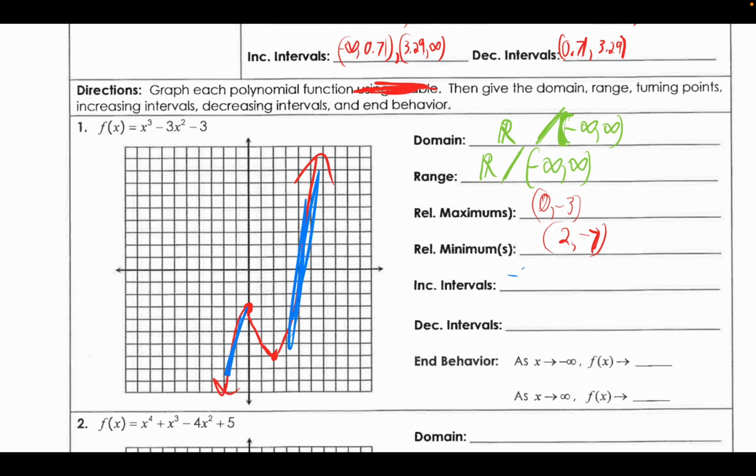And so the first one would be negative infinity to 0. And the next one would be from 2 to infinity.